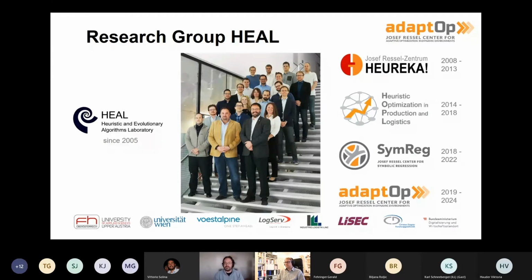In the heuristic optimization production and logistics project HOPL, we especially focused on different production and logistics processes which depend on each other, and we investigated how we can solve different processes, production and logistics processes, together, so that you do not strive for a single optimal solution for one isolated process, which might not be optimal for the whole system, but how to balance the optimization of different dependent processes so that the overall solution for the whole production logistics system gets optimal. And based on this foundation of these previous works, we identified that dynamics in production logistics processes are really of major importance. And that was also the motivation and the basis for applying for the Josef Ressel Center adaptOp.